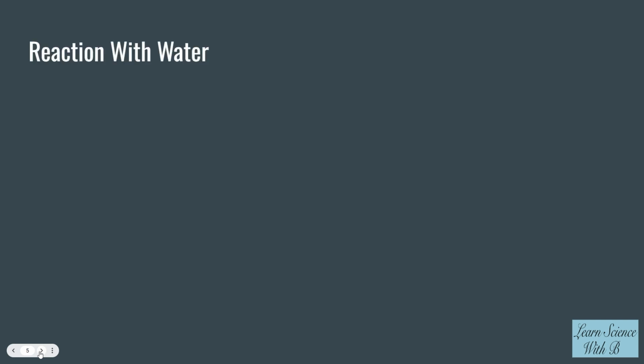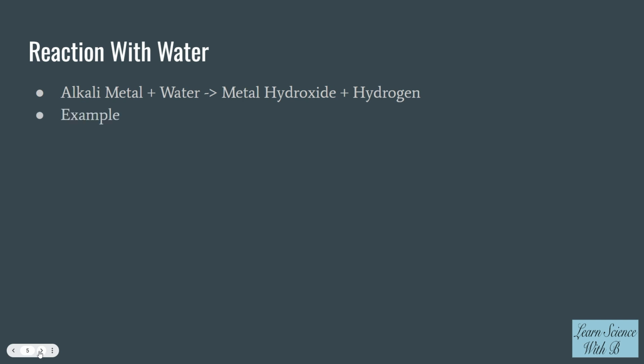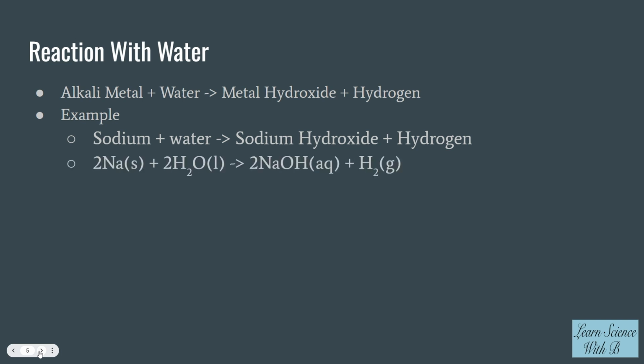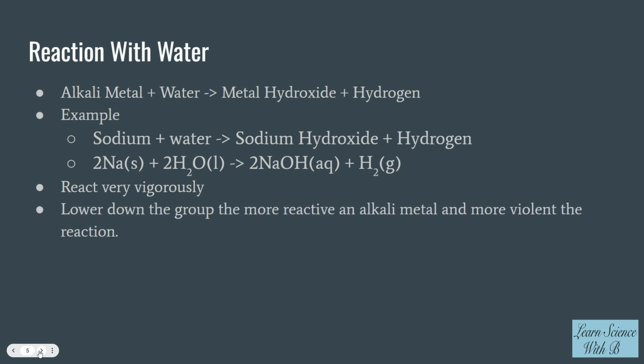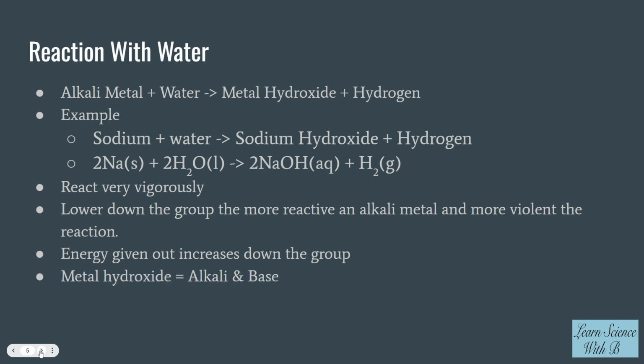Reaction with water. Alkali metals react with water to produce a metal hydroxide and hydrogen. For example, sodium reacting with water will produce sodium hydroxide and hydrogen. When Group 1 metals are put in water, they react very vigorously. The more reactive, lower down the group, an alkali metal is, the more violent the reaction. The amount of energy given out when alkali metals react with water increases down the group.